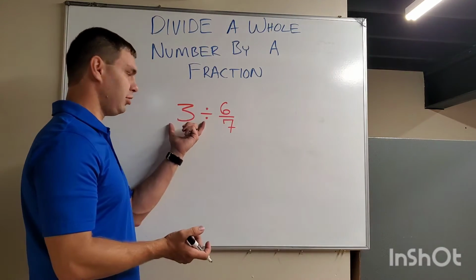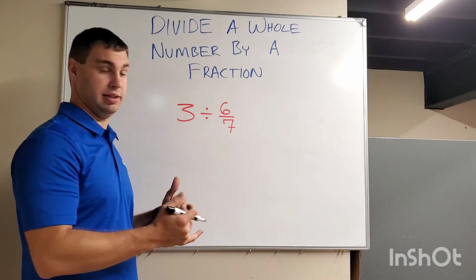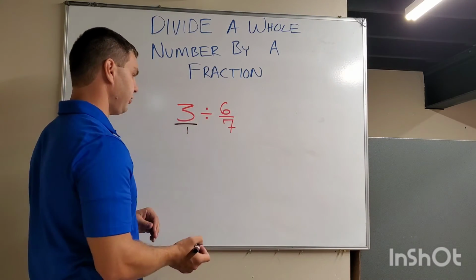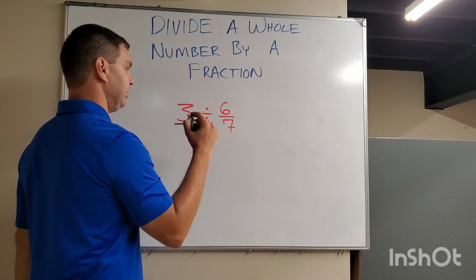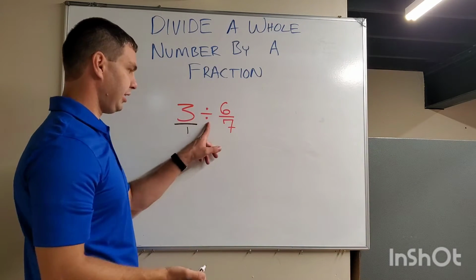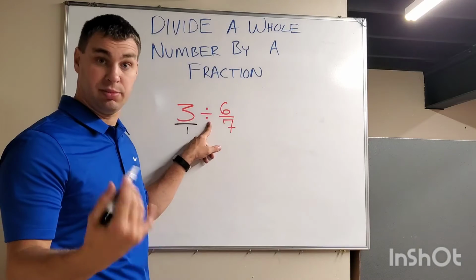So remember, to make a whole number a fraction, you can always put it over 1. Right? Anything over 1 is itself. So here, 3 divided by 1 is still 3. Now, instead of dividing, what's a lot easier is multiplying.